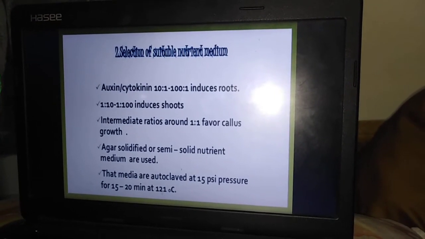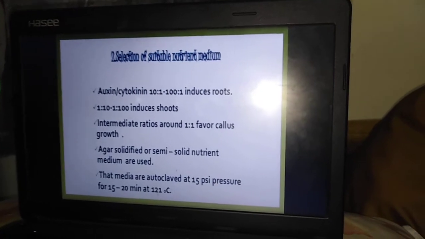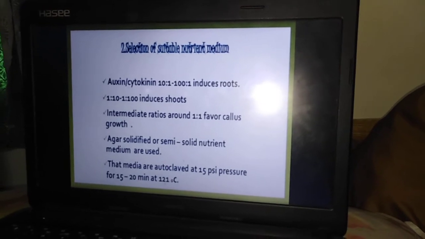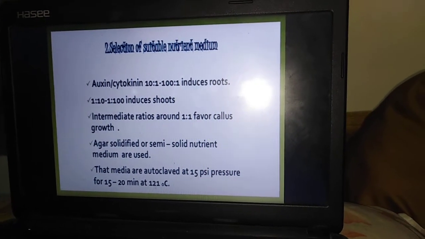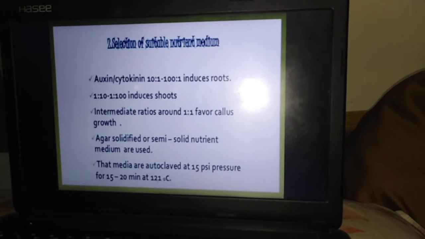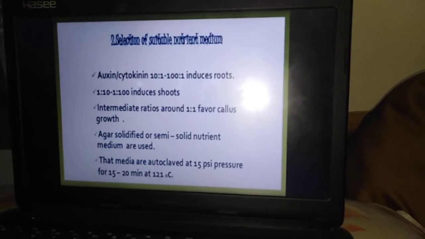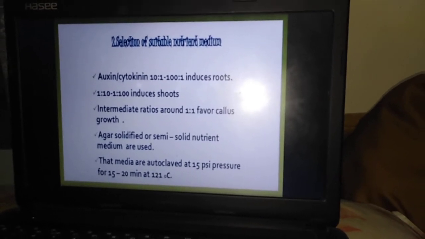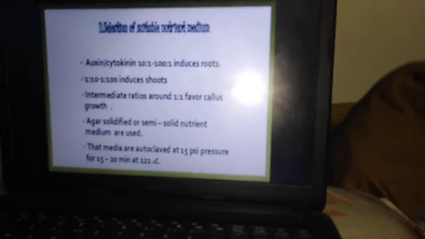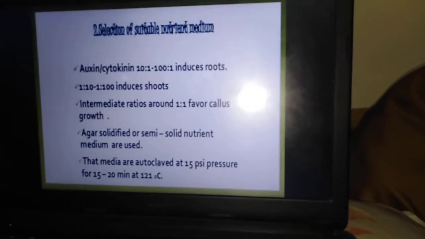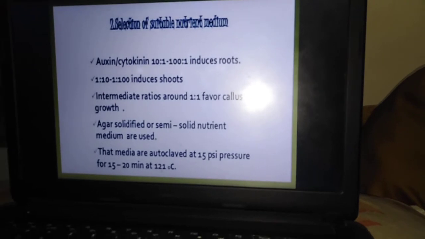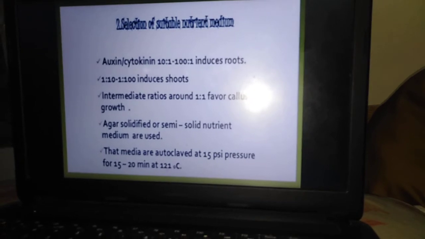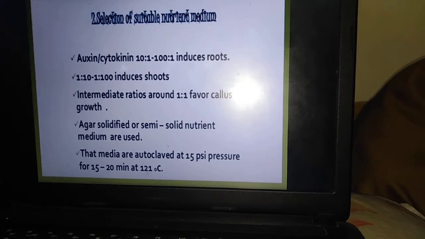The second step is the selection of a suitable nutrient medium. For example, the most important ones are MS media, Murashige and Skoog media, White media, Gamborg B5 media, N6 media, and Nitsch and Nitsch media, some of the most important examples of plant tissue culture media. Generally it is made up of plant growth hormones, especially a high amount of auxin and low concentration of cytokinin, which is preferable for the induction of callus culture. And intermediate ratios around 1:1 favor callus growth.